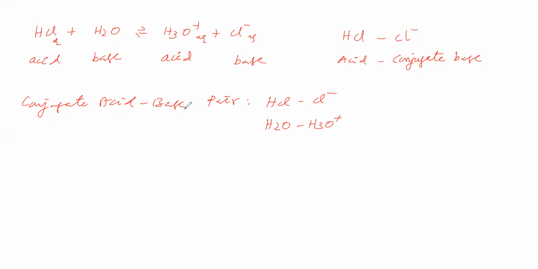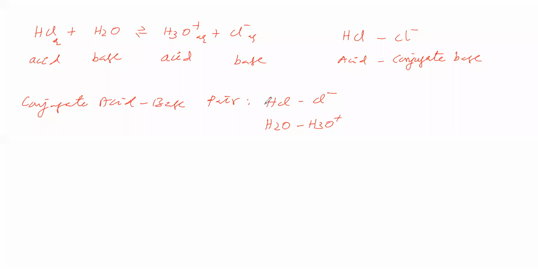So, as per Lowry-Bronsted theory, every acid will have its conjugate base. What is the difference between conjugate acid and base? It is 1 H plus. Conjugate acid base pair differ by 1 H plus ion.